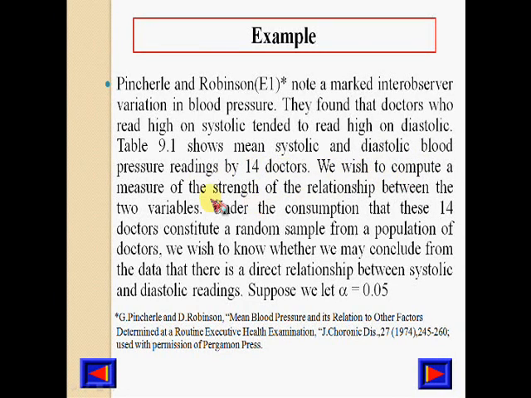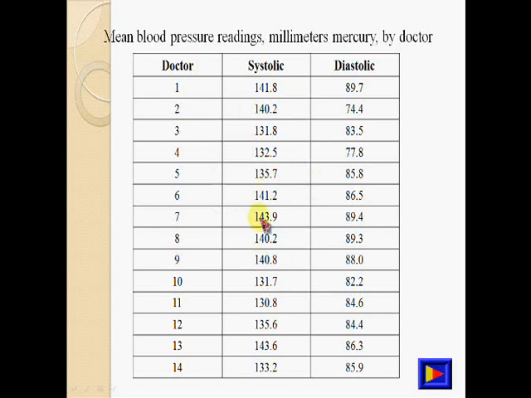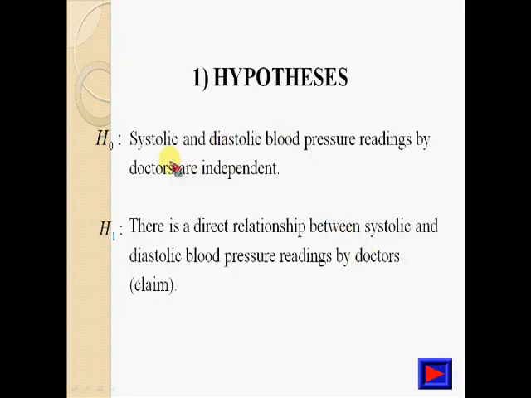We wish to compute a measure of the strength of the relationship between the two variables, under the assumption that these 14 doctors constitute a random sample from a population of doctors. We wish to know whether we may conclude from the data that there is a direct relationship between systolic and diastolic readings. Suppose we let alpha equal to 0.05. This is the table. For the hypotheses, H0: systolic and diastolic blood pressure readings by doctors are independent. H1: there is a direct relationship between systolic and diastolic blood pressure readings by doctors, which is the claim.